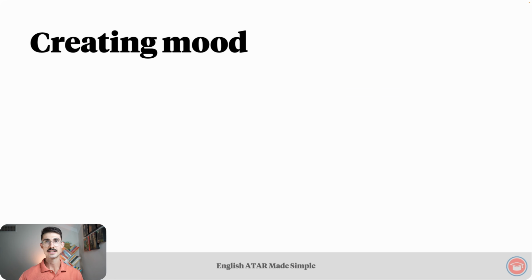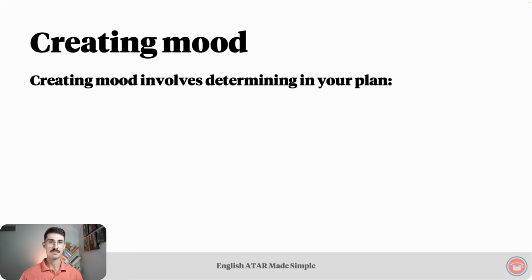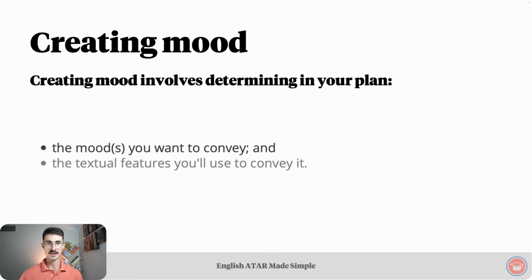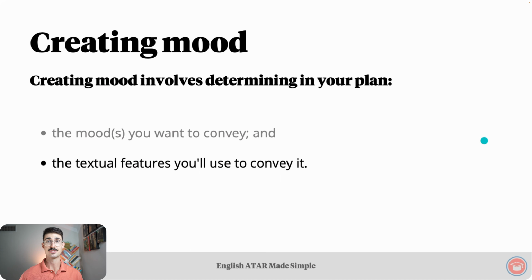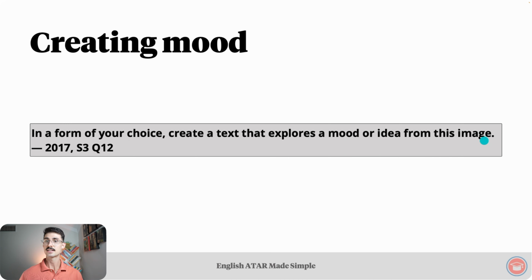Moving on, creating mood. How do we go about this in the composing section of the exam? Creating mood involves determining in your plan, firstly, the mood or moods you want to convey, and secondly, the textual features you'll use to convey it. Let's see how we might do that in relation to this question.